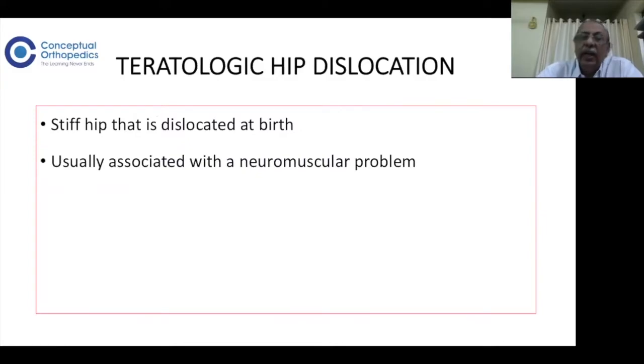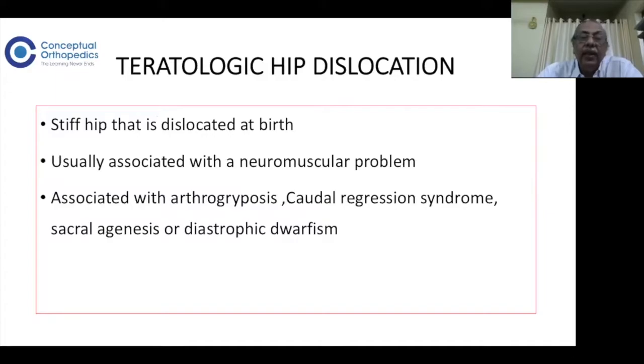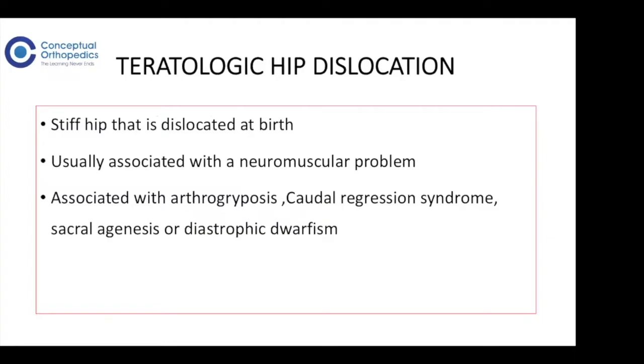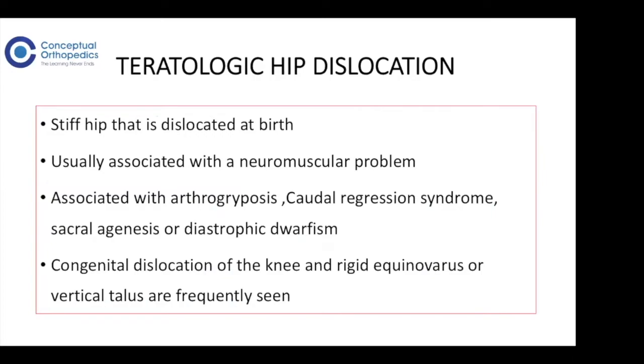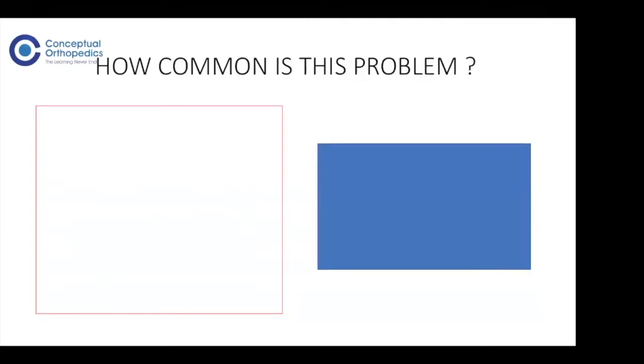It is usually associated with neuromuscular problems, arthrogryposis, caudal regression syndrome, sacral agenesis, and so many other conditions. Syndromic as well as neurological conditions and muscular problems can lead to a teratologic dislocation. Congenital dislocation of the knee and a rigid equinovarus or vertical talus are frequently associated with this.